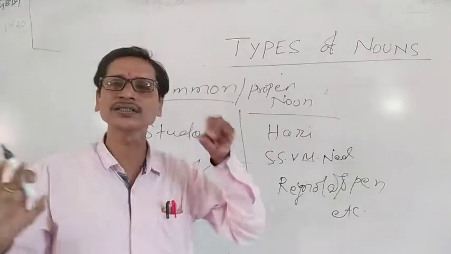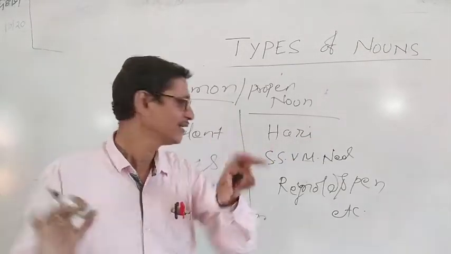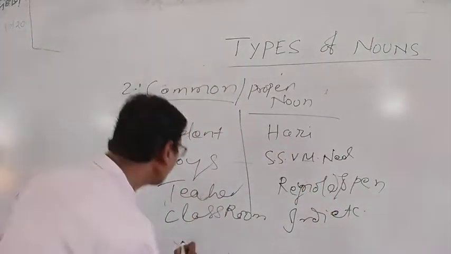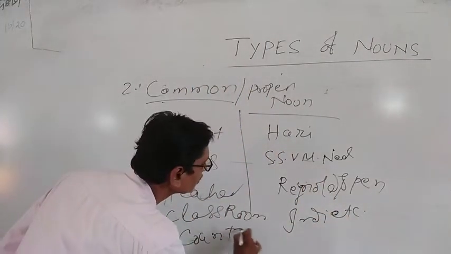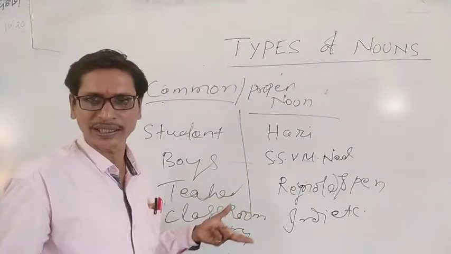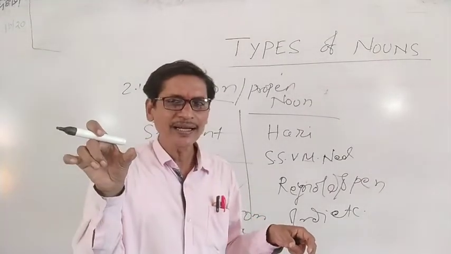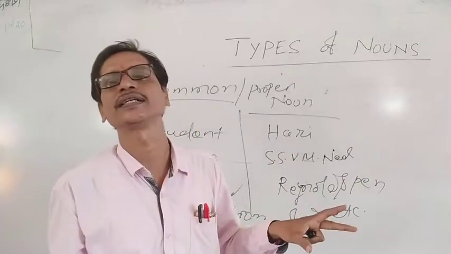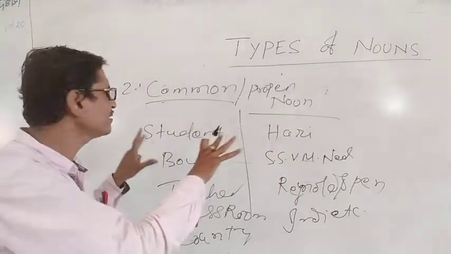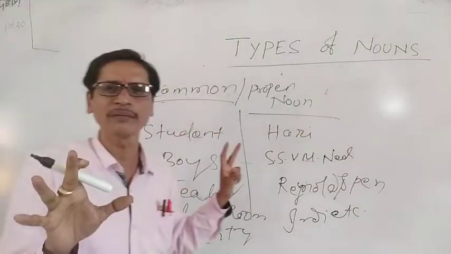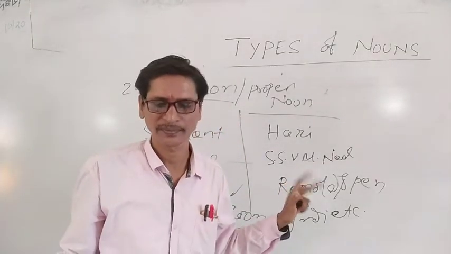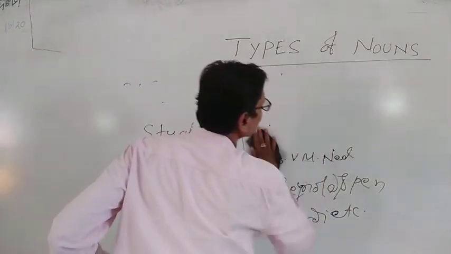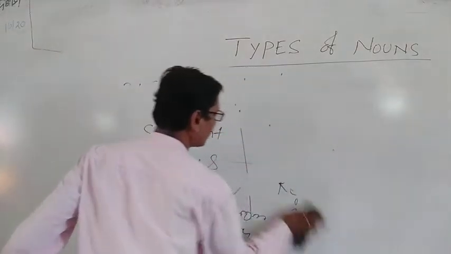Just like Hari is the proper name of a person, you can say India is a proper name. When we say country, it is a common name. India is a country, but particularly India is the proper name of a country. So this is the difference between a common noun and a proper noun. You could understand better. Okay? So let's discuss another type of noun.